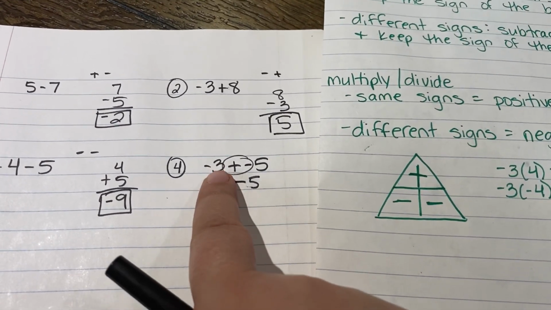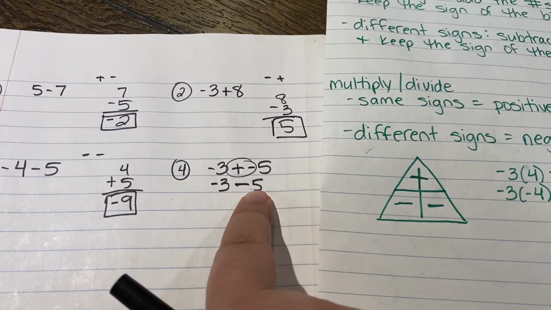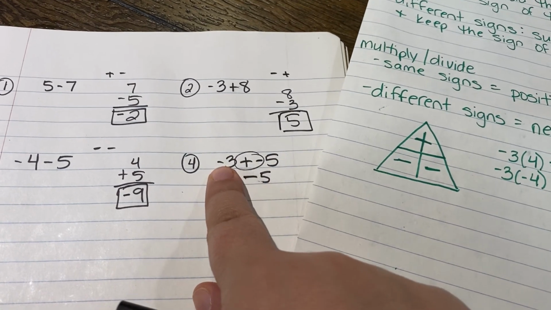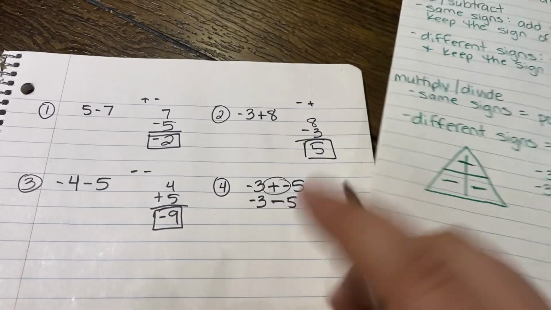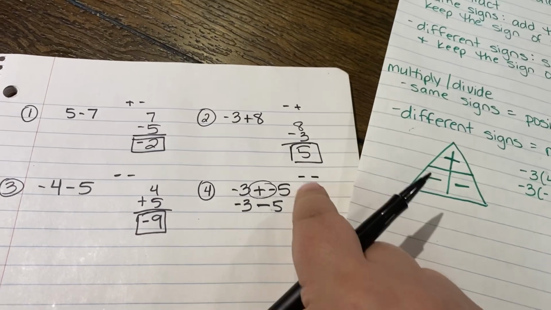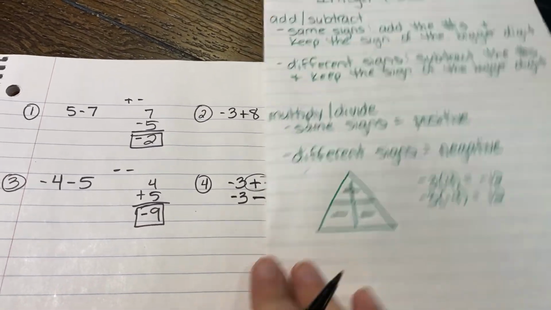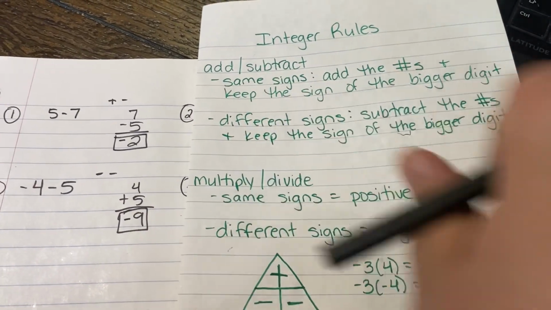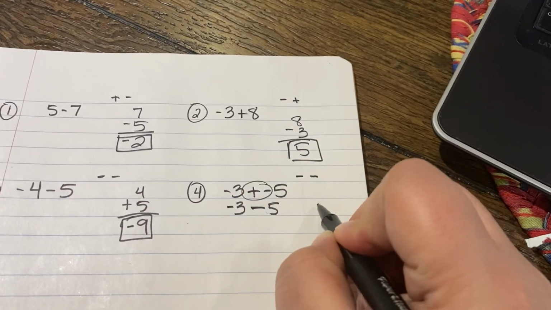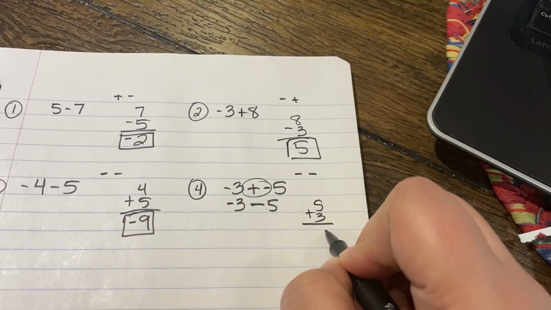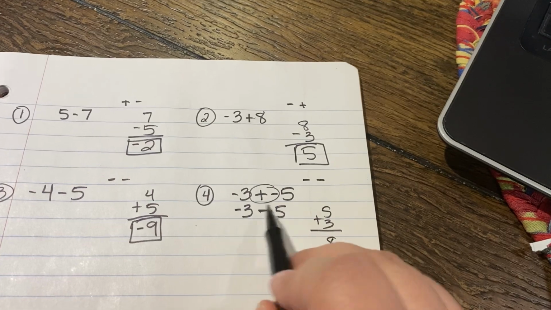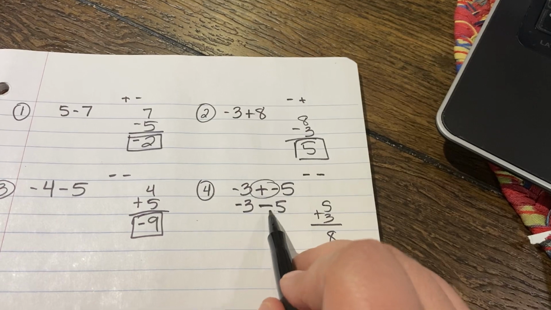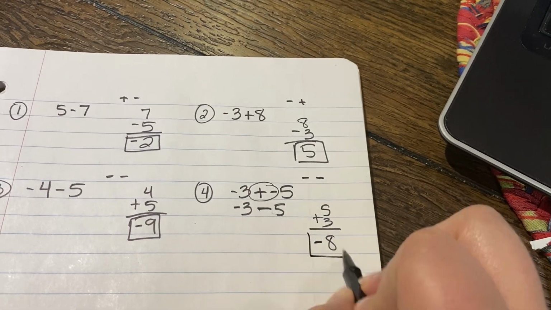And then we just rewrite it. -3, and then we bring down the 5. And now we've got a -3. Cover that up, and we have a -5. So both numbers were negatives. So these signs are the same. When the signs are the same, you add and then keep the sign of the bigger digit. So add them up. 5 plus 3 gets me 8. Keep the sign of the bigger digit. 5 is the bigger digit. It was negative, so our answer is also negative.